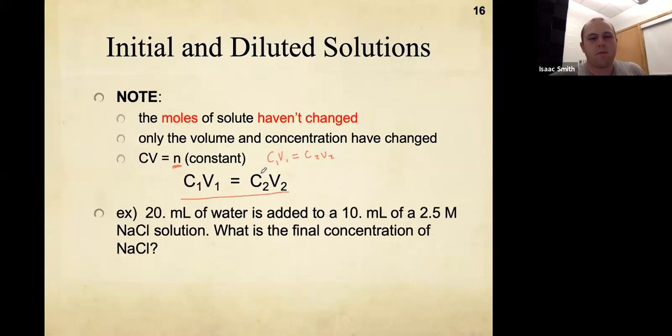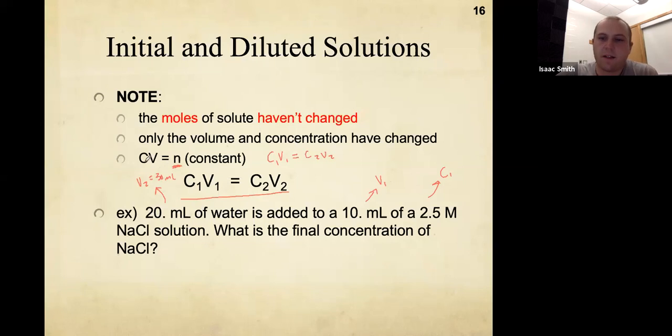So an example of a problem you might see says that 20 milliliters of water is added to a 10 milliliter, 2.5 molar sodium chloride solution. What is the final concentration? So here is our initial volume, and this is our initial concentration. And 20 milliliters is added, so our V2 is actually going to equal 30 milliliters, because this is total volume, okay?